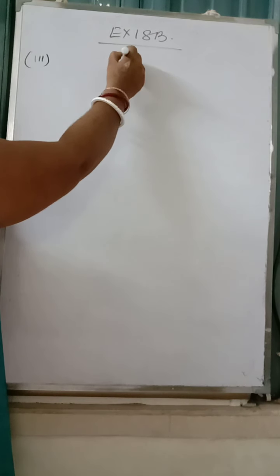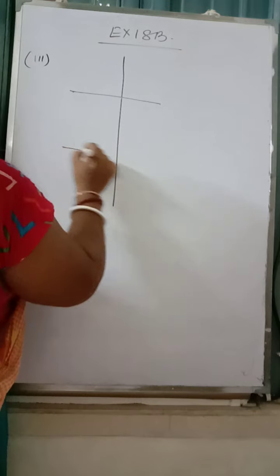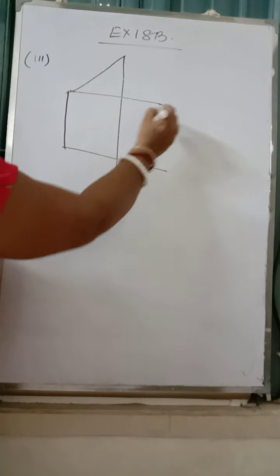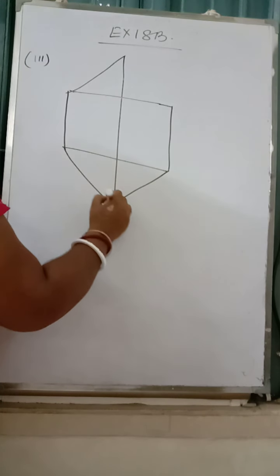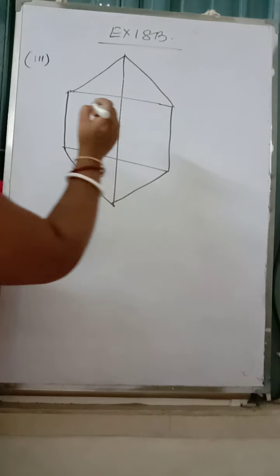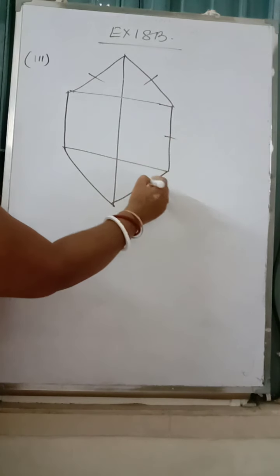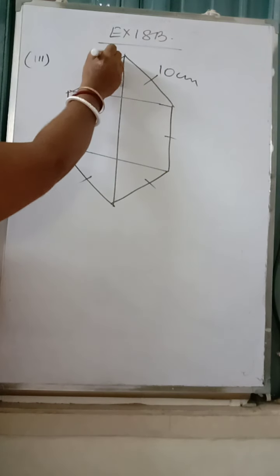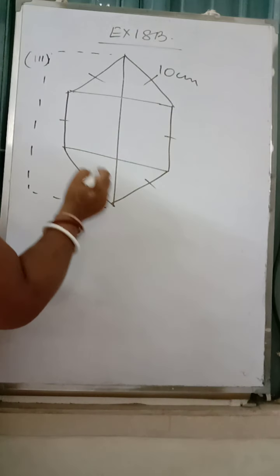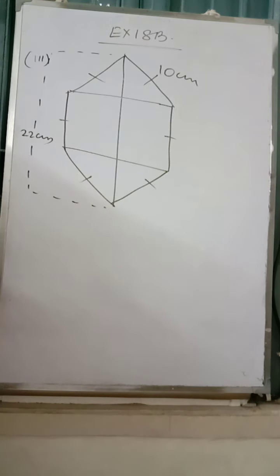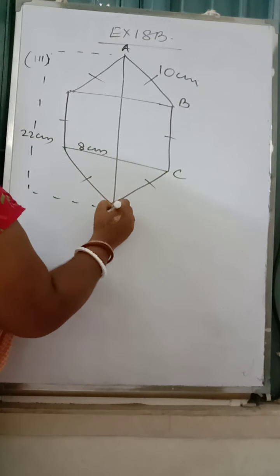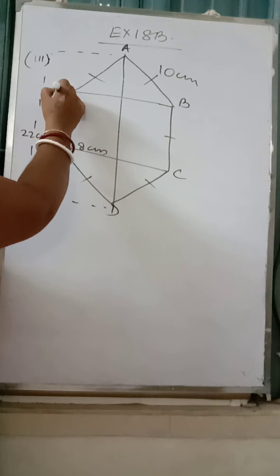We have been given a figure like that. Now all the sides are equal. This is given 10 centimeter. This total length, the height, is given 22 centimeter. This is given 8 centimeter. Clear? Now A, B, C, D, E, F.